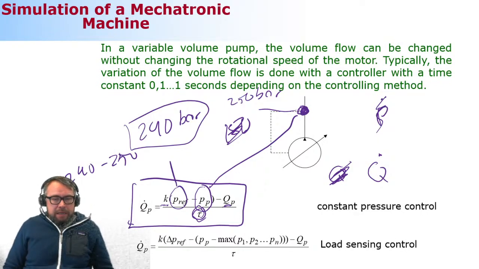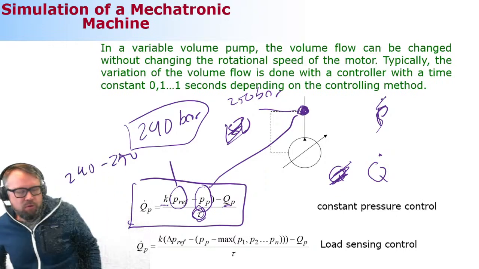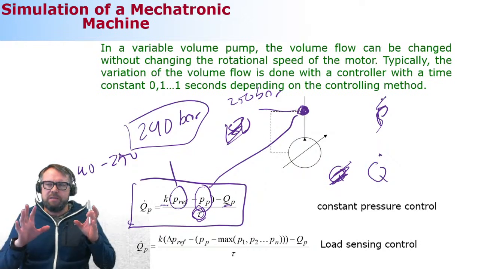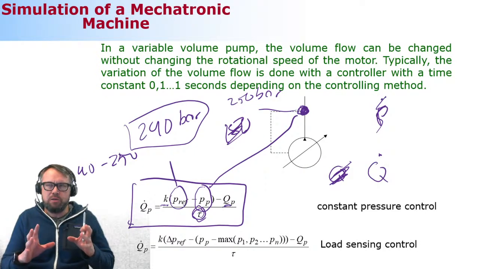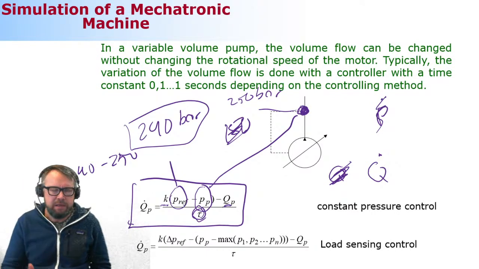Okay, now what about this load sensing control? What is the concept of this load sensing control? Well, it's a bit more advanced in the sense that you are making sure that each of the actuators has a certain pressure reserve in use.